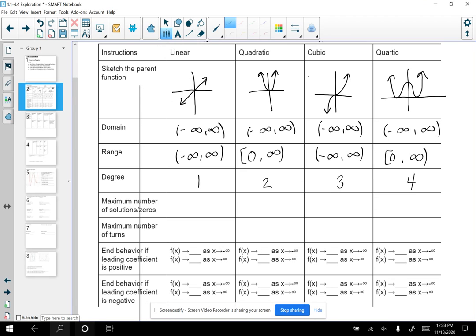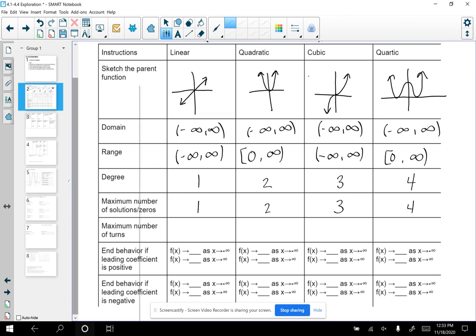So I did write those up there in the power of those parent functions. Maximum number of solutions or zeros. So how many times is this linear graph going to cross the x-axis? Just once. This quadratic, it's going to be 2. Cubic is 3. And quartic is 4. Remember that zeros or solutions, the maximum number they can have is whatever the degree is.